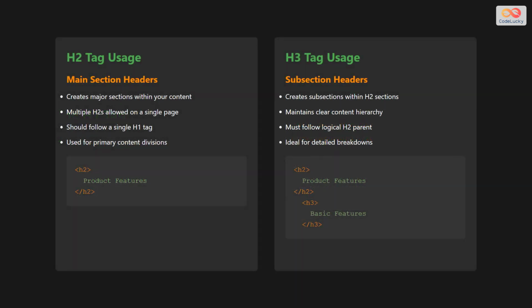The H2 tags are used to create major sections within your content. Multiple H2 tags are allowed on a single page, but they should always follow a single H1 tag. These are used for primary content divisions. The H3 tags create subsections within the H2 sections, maintaining a clear content hierarchy. They should always follow a logical H2 parent. They are ideal for detailed breakdowns. Here we can see examples of both H2 and H3 tags.